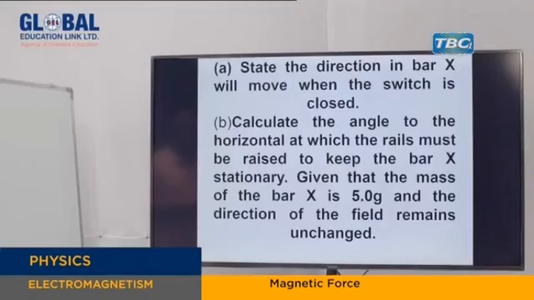Part B: calculate the angle to the horizontal at which the rails must be raised. You raise them up; they are horizontal here. In this diagram we have two rails, and we have another bar on top. You lift them to a certain angle. If you don't find that angle, the bar will slide down. So we are looking for the angle at which, when these rails are lifted up, the bar X will remain stationary. We know the mass of that bar is given, and we are told that the direction of the field remains unchanged.